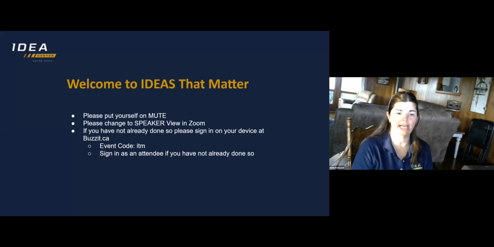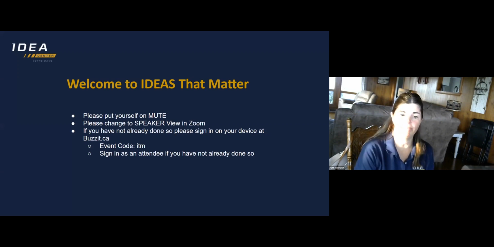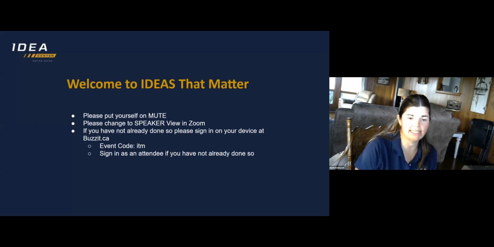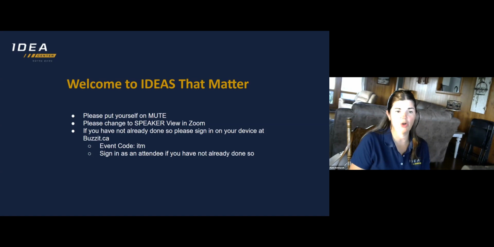This is going to allow you to see the profiles of the students who are going to be pitching today and a little bit about their venture. And it will let the ventures get to know the people who are attending, possibly team members and people who might be interested in their idea. So go to buzzit.ca, event code ITM, Ideas That Matter. If you have not already signed in as an attendee, please do so.